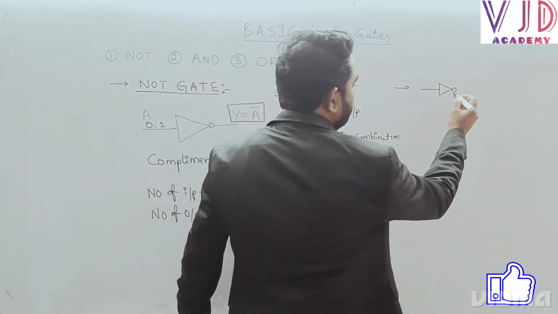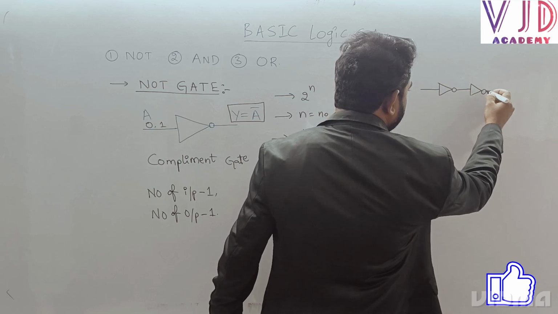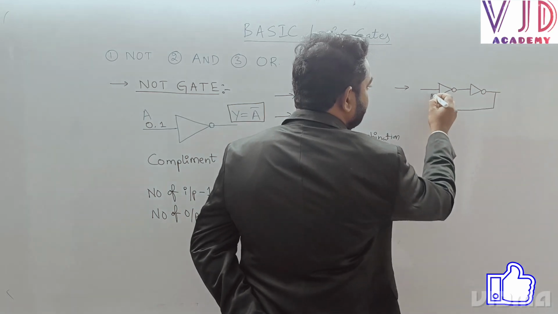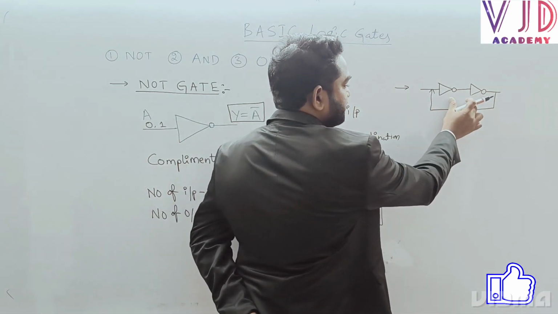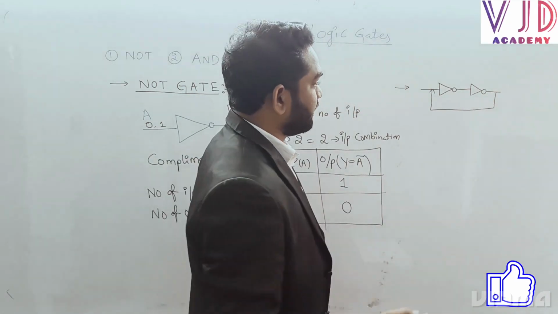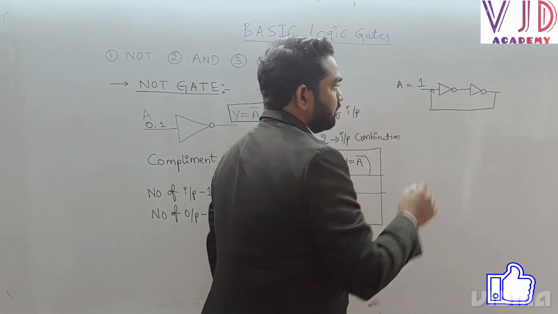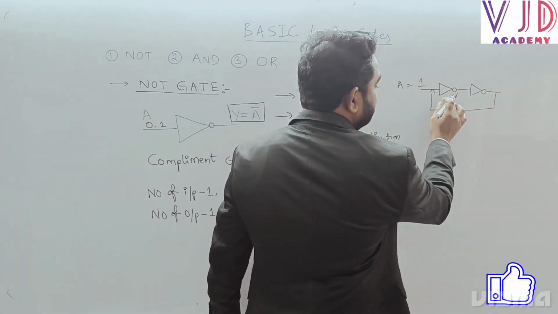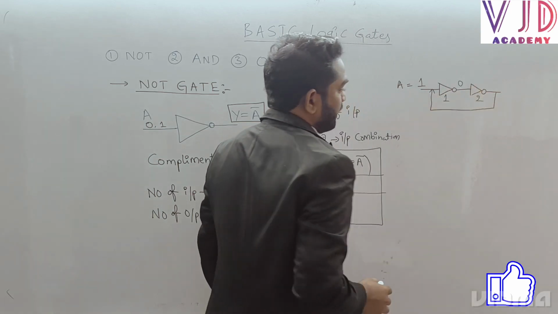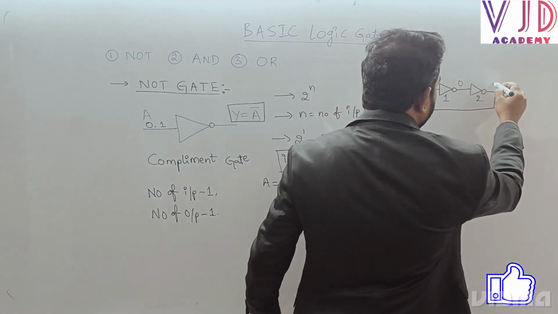The moment I connect another NOT gate here, and connect the feedback to the back input, I have two NOT gates with the output connected back to the input. Now let me apply an input of a equal to 1. The output of the first gate will become 0, and when I give this 0 to the second gate, I automatically get an output of 1.